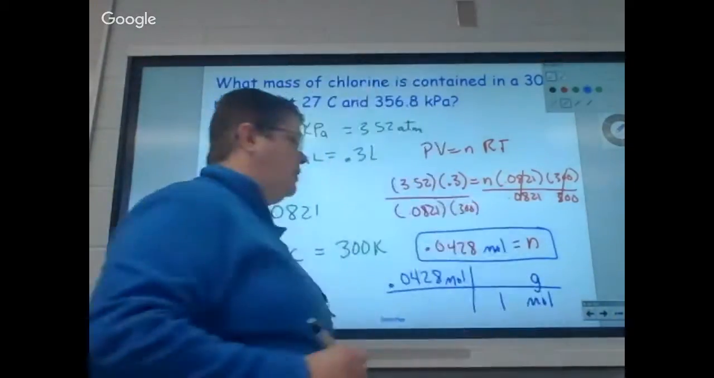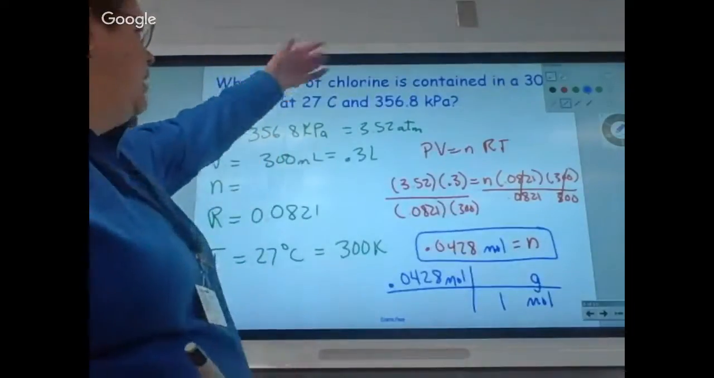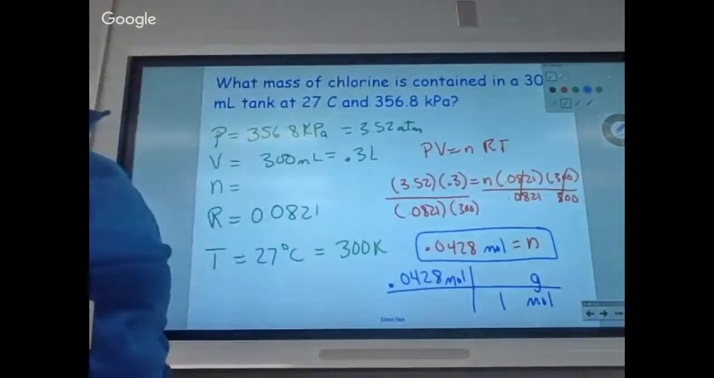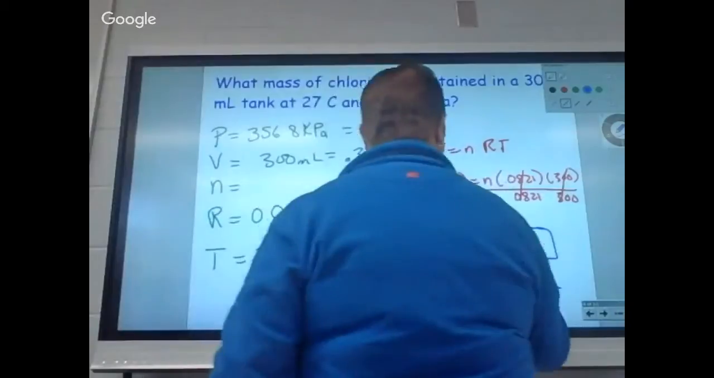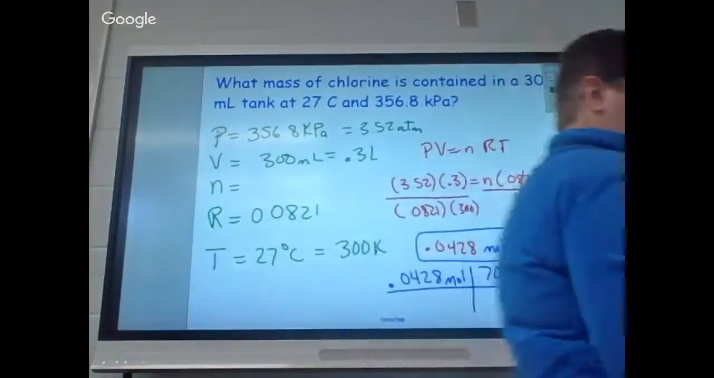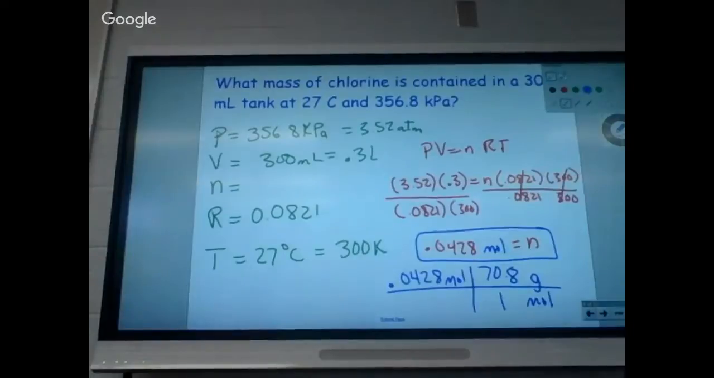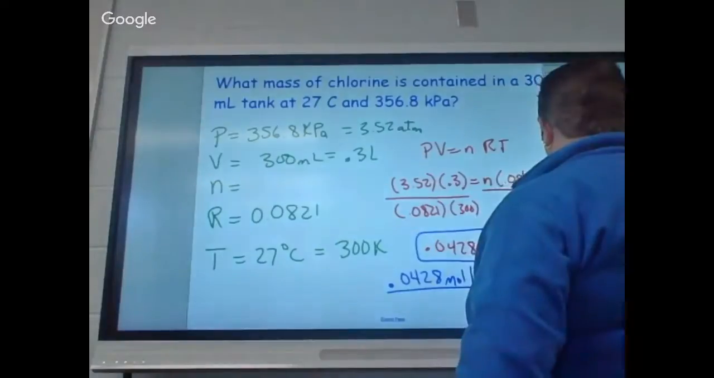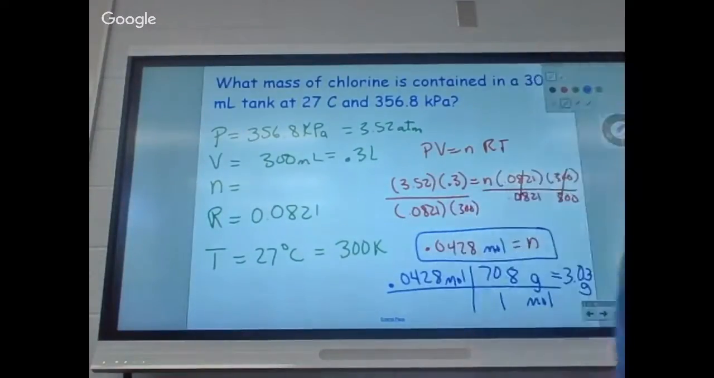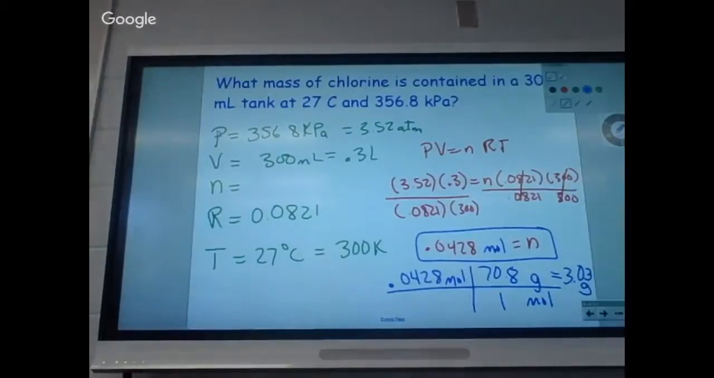All right, so moles gets a 1. And what's the thing we're using in the question? Is it diatomic? Okay, so 35.4 times 2 is 70.8. So times 70.8 is 3.03 grams. Questions? So did you say that equals N or not? No, you could say it's equal to N, but technically it's not N anymore because you changed it to grams.